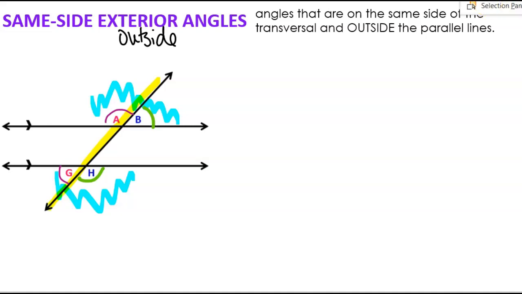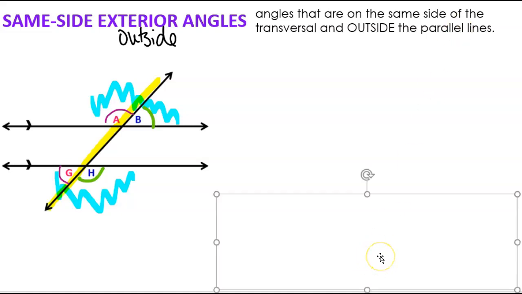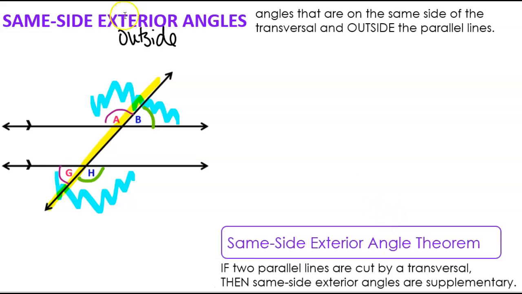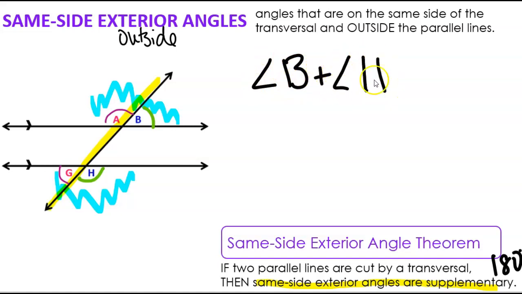Again, if the lines are parallel and they're being cut by the transversal, then the same side exterior are supplementary. Same side exterior are supplementary. And remember that supplementary means they add up to 180 degrees. So that'd be like angle B plus angle H would add up to 180 degrees.